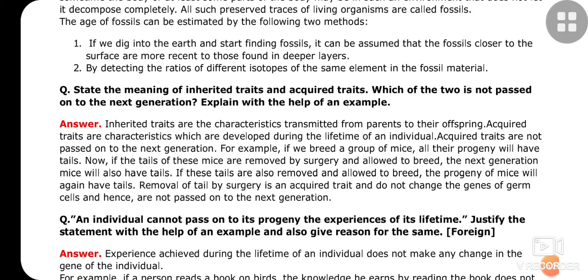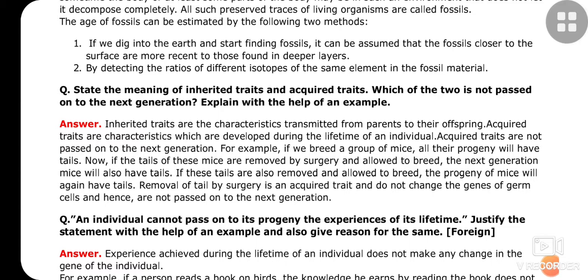Inherited trait and acquired trait. Which of the two is not passed on to the next generation? Explain with the help of an example. See, this is the question just a little bit changed and asked. Inherited traits are the characteristics transmitted from parents to their offspring. Acquired traits are characteristics which are developed during the lifetime of an individual. Acquired traits are not passed on to the next generation.